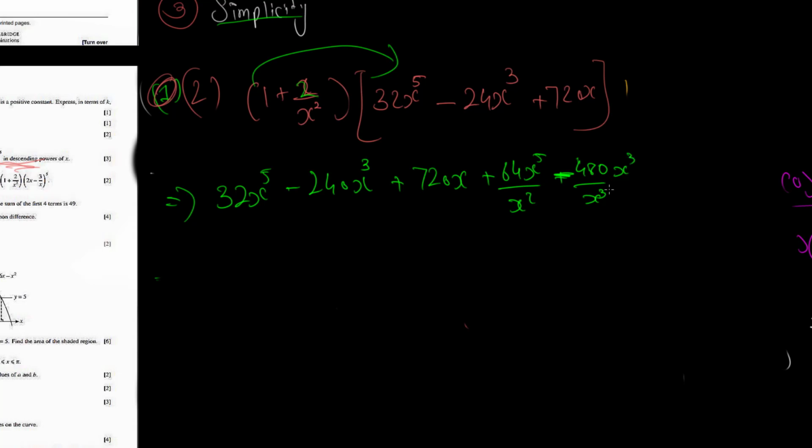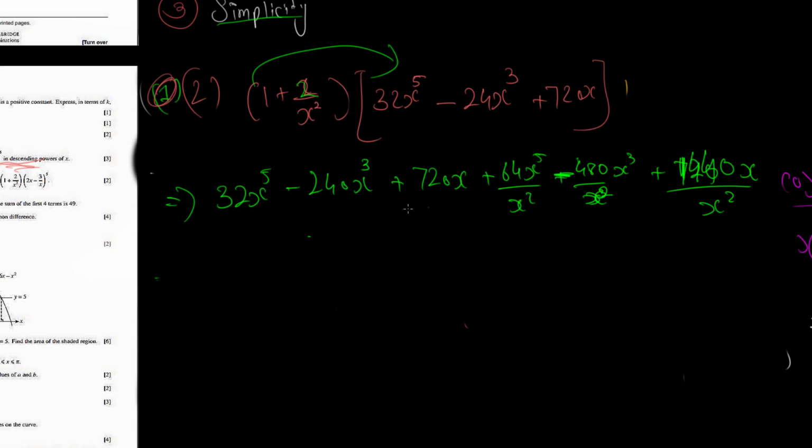480x cube by x square plus 720. It's not 721, because 2 multiplied by 721, 440 x divided by x square. We have to find the coefficient of the term with x only, with x power 1.